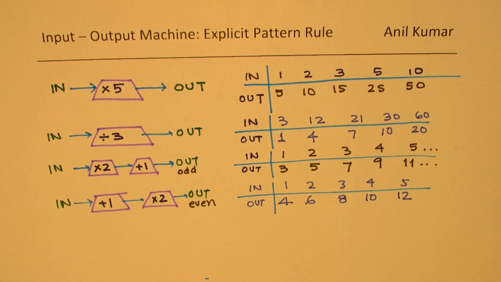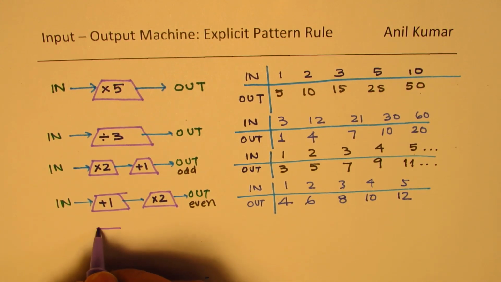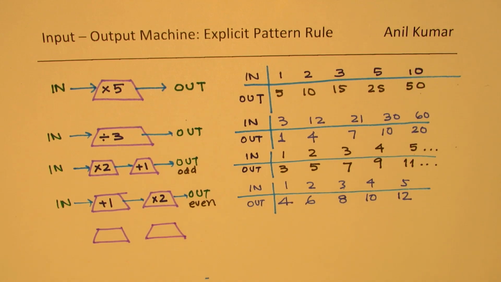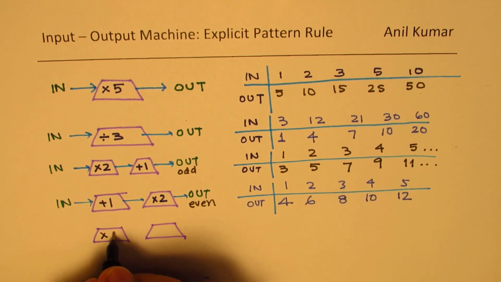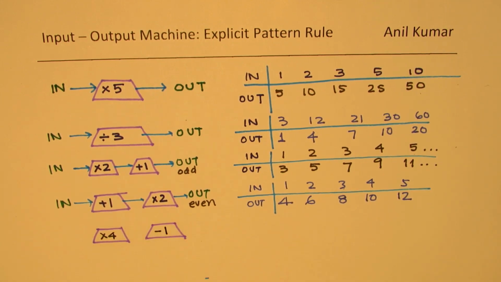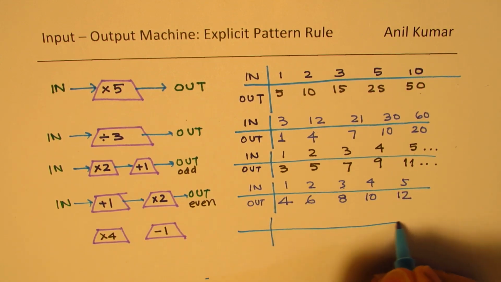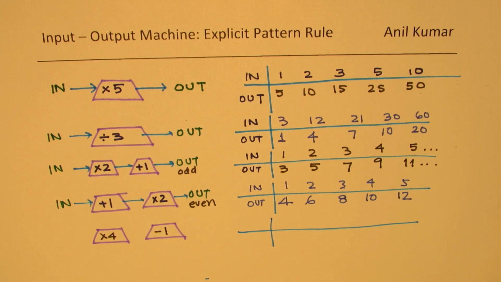So now for you, let me have an input-output machine in which we'll multiply by some number and then take away, right? So this time, let's times it by 4 and then take away 1. Now I'd like you to think about a few numbers, times it with 4 and take away 1.